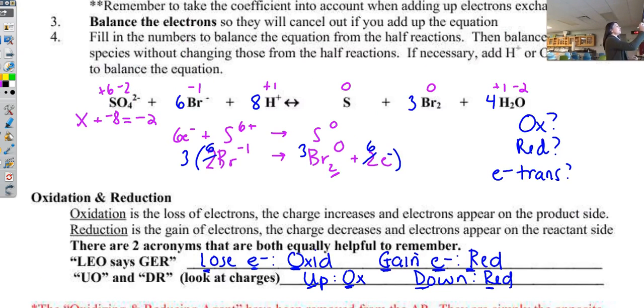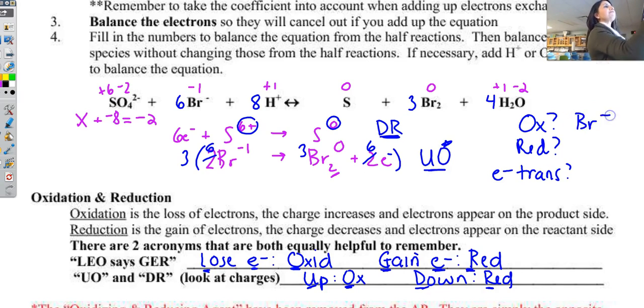Okay, so let's come back up here. What happened? Well, this one went from a 6 to a 0, which means the charge went down. That must be my doctor. And this one went from a -1 to a 0, and so this one went up, which means it's my Yuo. So which one's oxidized? Well, that's this one here, and it must be the reactant, the full reactant. So you have to go back to the equation and see what your reactant was. That would be my bromine. Which one is reduced? Well, it's my S6 plus, but that came from the sulfate. So it's my SO4 2 minus. And how many electrons were transferred? Well, that's my LCM. My LCM is 6 electrons.